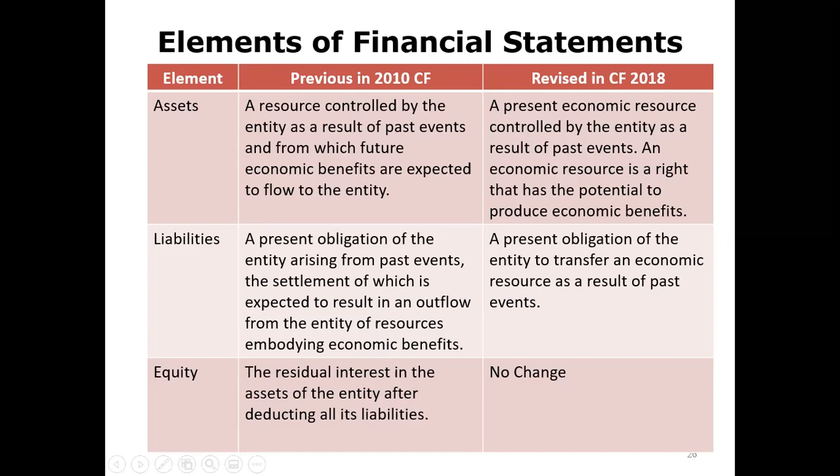An asset is a present economic resource controlled by the entity as a result of past events. No changes to the past event and control by the entity, but by using one term, they have brought the future economic benefits under the resource. So instead of putting it just as a resource, they are saying present economic resource, right? That is their definition. An asset is a present economic resource controlled by the entity as a result of past events.